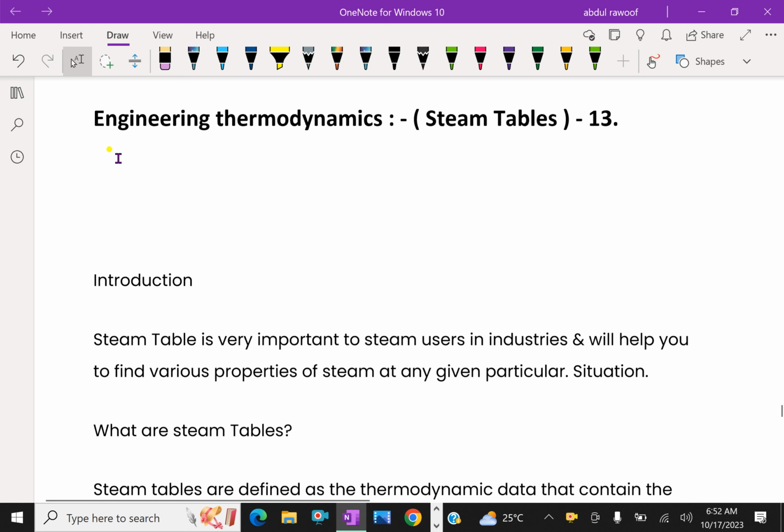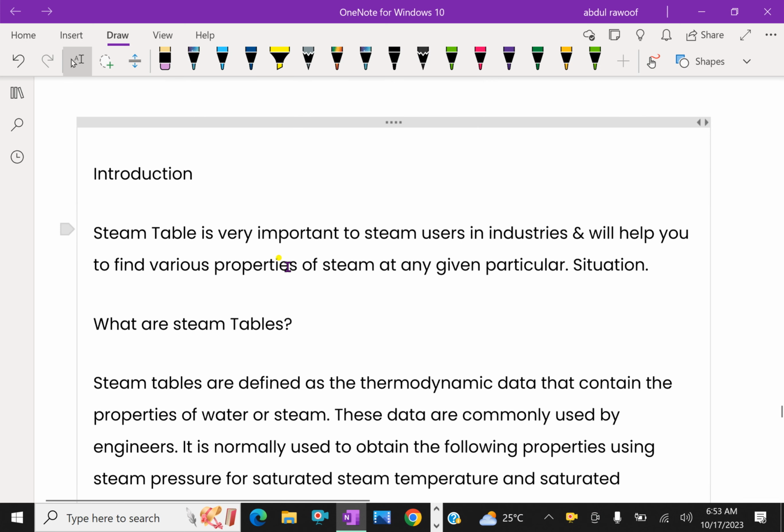Welcome to aminacademy.com. In engineering thermodynamics, let us discuss steam tables. Steam tables are very important to steam users in industries and will help you to find various properties of steam in any particular situation.